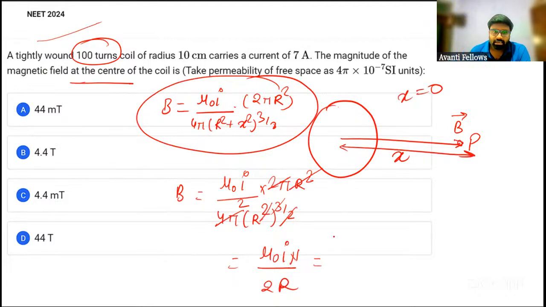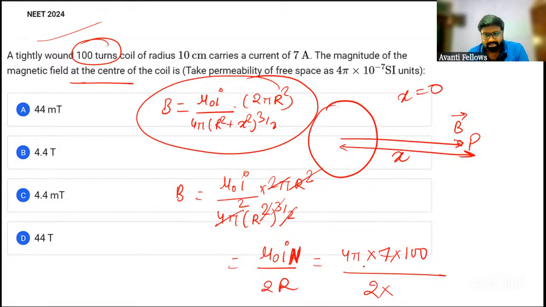Mu naught I n, where n is the number of turns divided by 2r. So the value of mu naught is given as 4 pi, and the value of I is given as 7 ampere into 100 divided by 2 into the radius. What is the value of radius? Radius is 10 centimeter. Convert it into meter: 10 raised to minus 2. So when you calculate this, you will get one of the results from this equation.